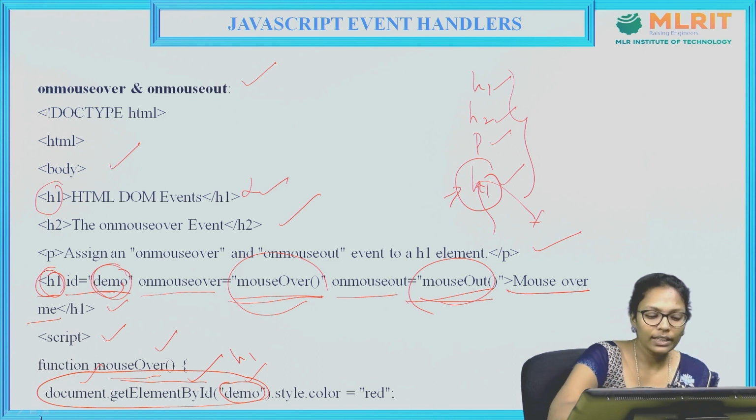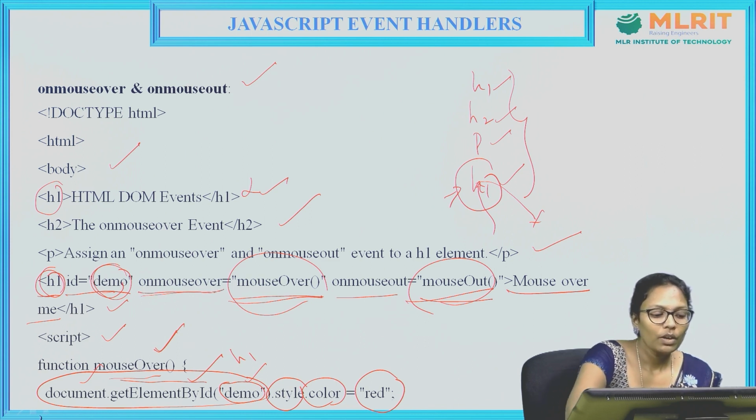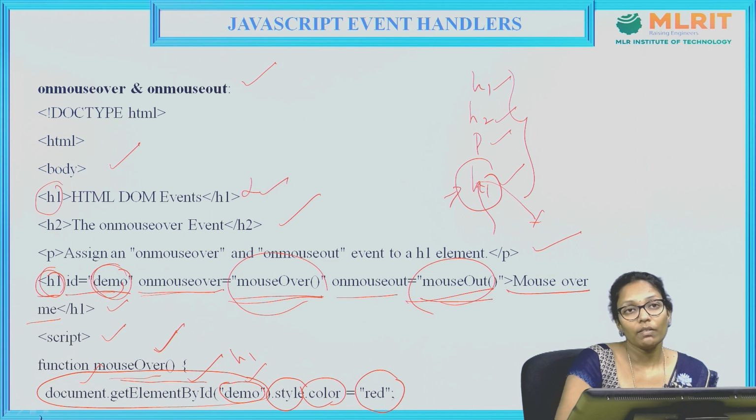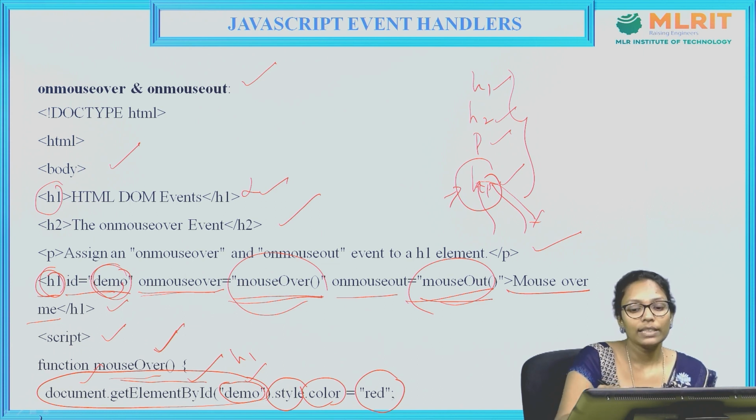So that color dot style. Whatever the content is there, for that apply the style. In that style also, what you are applying? You are applying only the color. So change the color to red. When will this color be changed to red? Whenever you call this mouse over function. When are you going to call this mouse over function? For on mouse over event. When will this on mouse over event occur? Whenever you move the mouse onto the second H1, then the red color will be displayed.